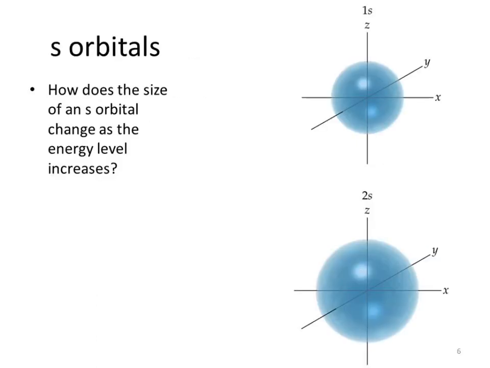When I look at a 1s versus a 2s, what I have here is a number, my number is n. Remember, n is our principal energy level. So n equals 1 and an s orbital. So my 1s looks like this. My 2s, when I go to my next energy level, looks like this.